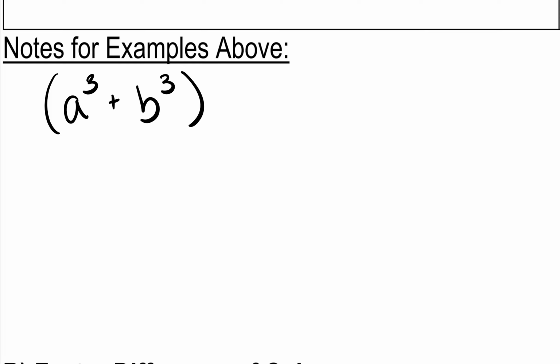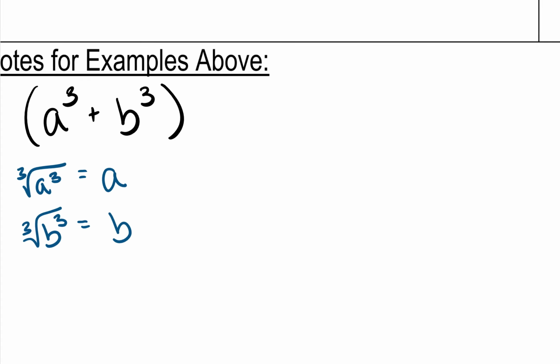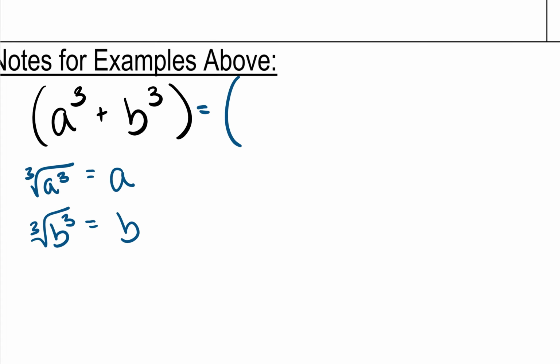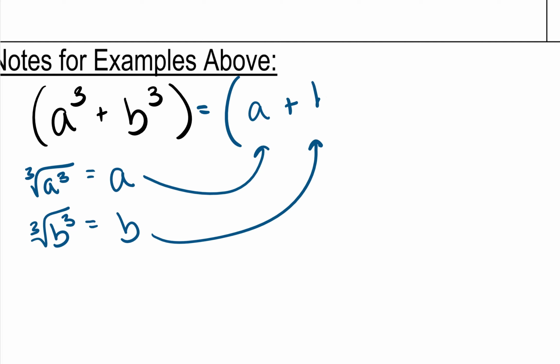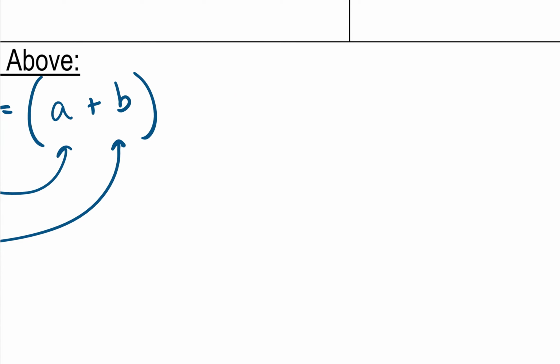First thing I'd want to do, though, is I'm going to take the cube root of a cubed to get a, and the cube root of b cubed to get b. Okay? So here's what I do. Once I take the cube root of those, my a goes first, because it's first, plus b goes second, because it's second. Now I ignore that first part, and I focus on a and b.